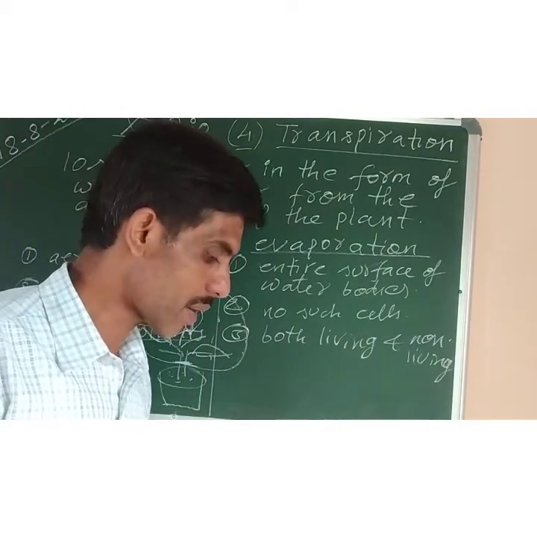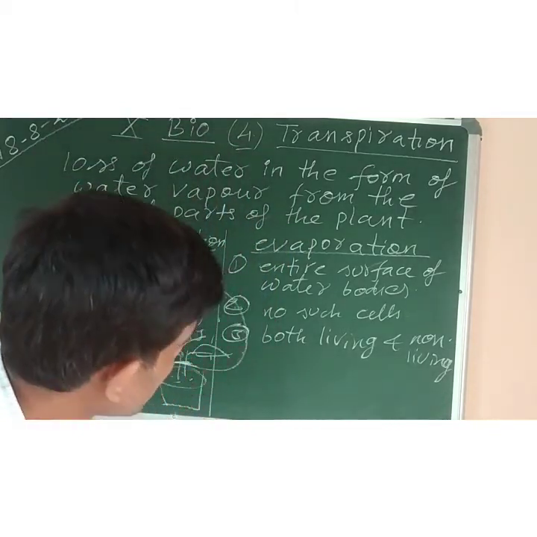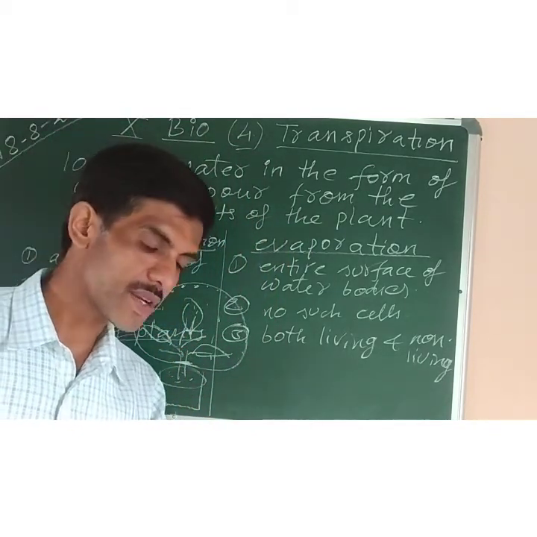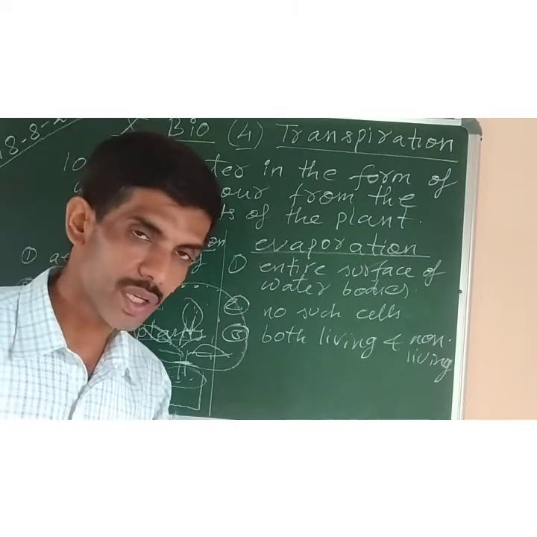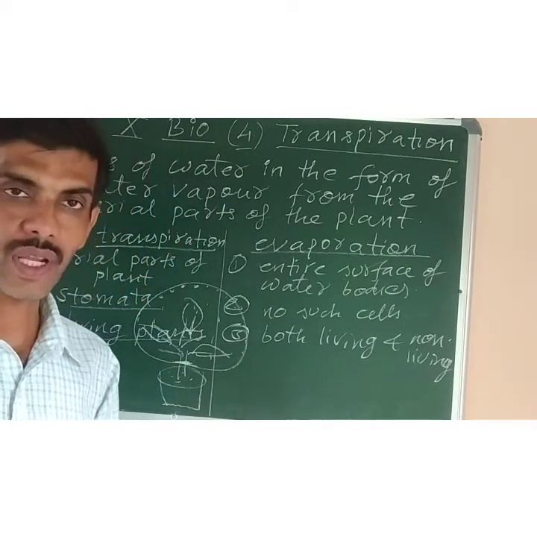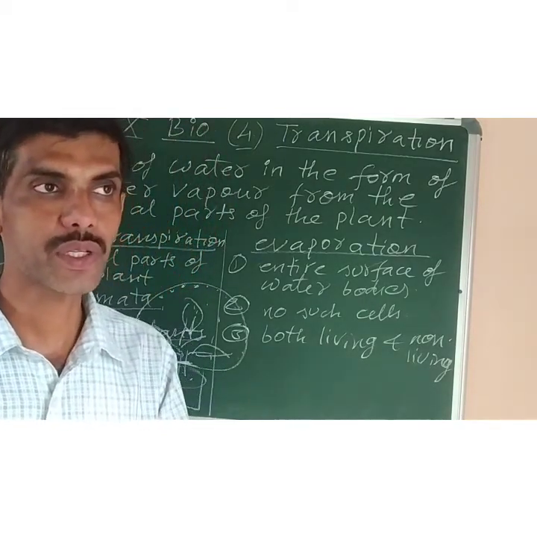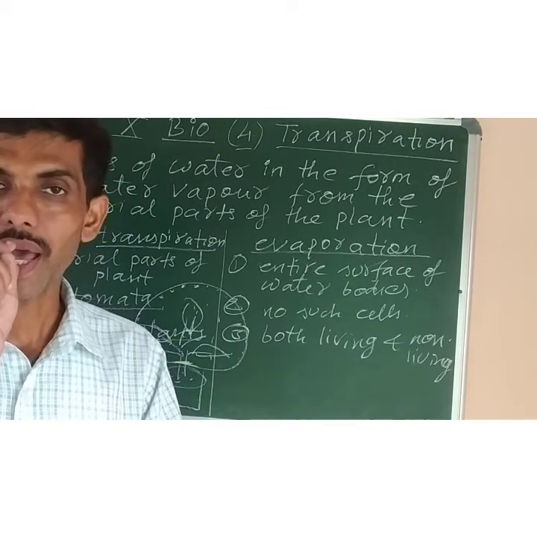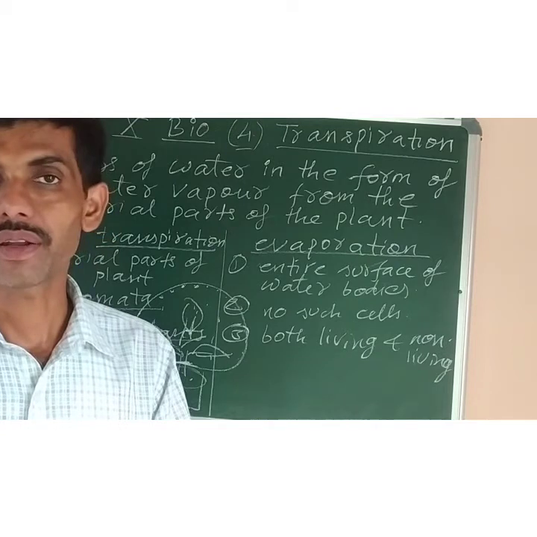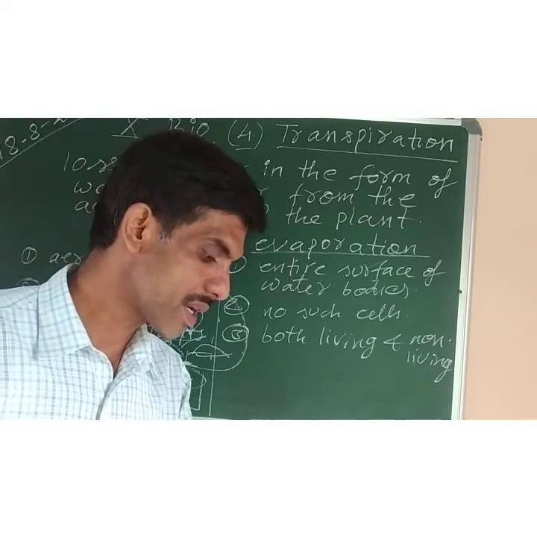Understood? So now next is types of transpiration. Transpiration is of 3 types. What are they? Stomatal transpiration, cuticular transpiration, and lenticular transpiration. So first I will say the definition of each of them. What is stomatal transpiration? Transpiration which occurs through the tiny pores present in the leaves and the green stems, that is called stomata, is called stomatal transpiration.